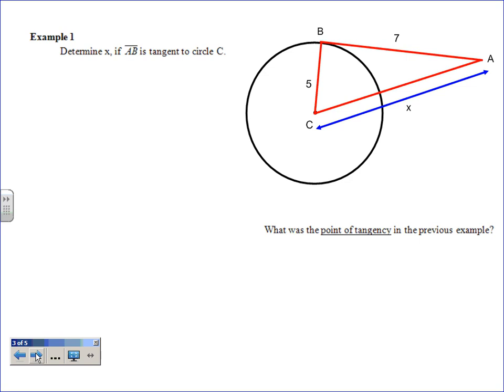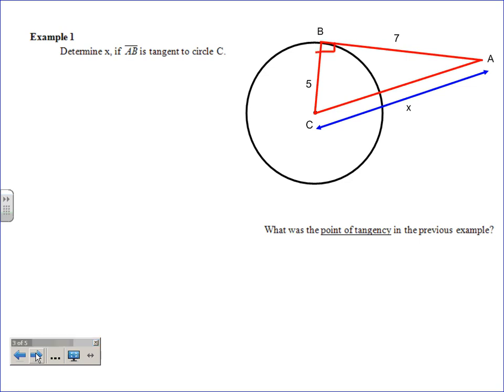All right, determine X. It's telling you that segment AB is tangent to circle C. So that's also telling you that the center of the circle is C. So that's important. So in other words, CB here is the radius, correct? So we were told that AB up here is a tangent. We are connecting it to the center. So angle B up there in that triangle must be a right angle.